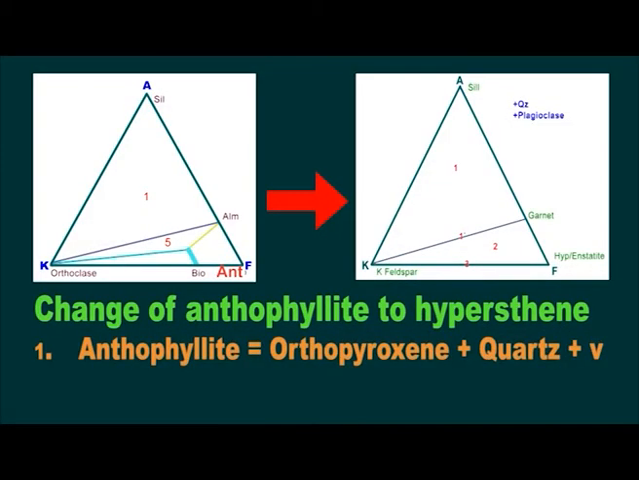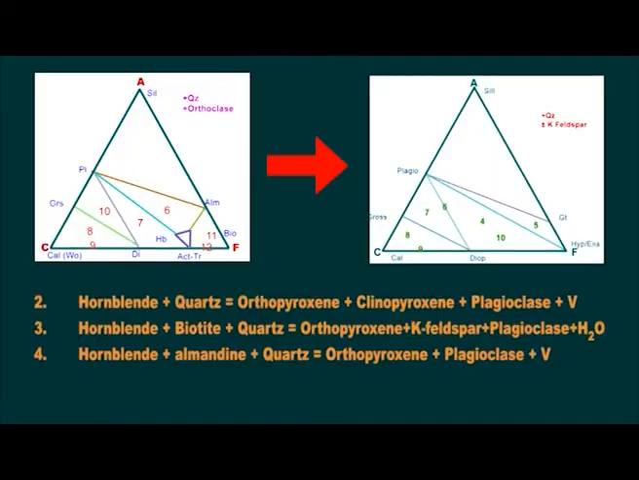A number of metamorphic reactions have been suggested to account for the diagnostic appearance of orthopyroxene. Change of anthophyllite to hypersthene. Number 1, anthophyllite gives rise to orthopyroxene plus quartz plus water. Disappearance of hornblende in basic rocks. Number 2, hornblende plus quartz gives rise to orthopyroxene plus clinopyroxene plus plagioclase plus water.